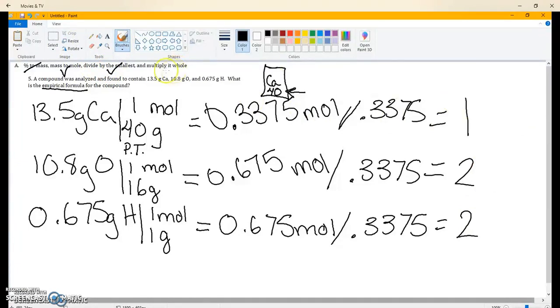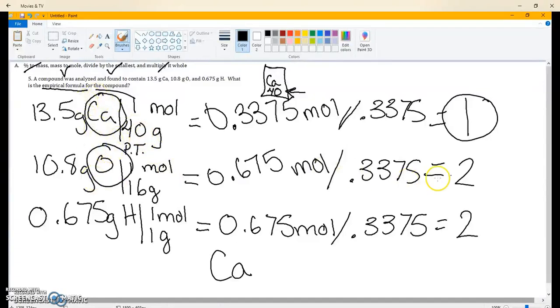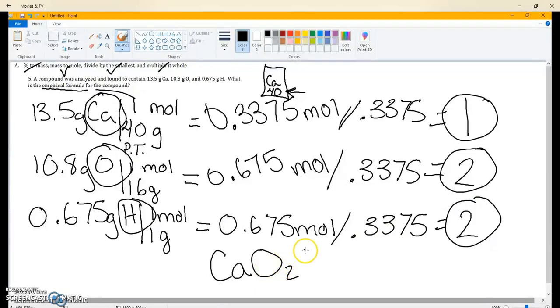whole numbers, so I don't have to multiply till whole. It doesn't apply because these are all whole numbers. So in order to get my empirical formula, calcium needs a 1. So I'm going to have calcium. Oxygen needs 2. So O2. Hydrogen needs 2. So H2.